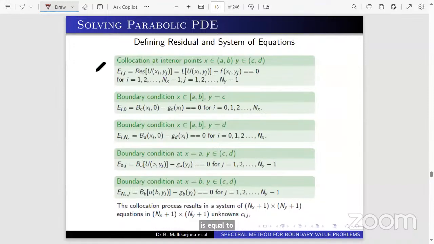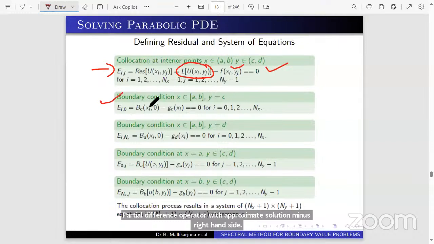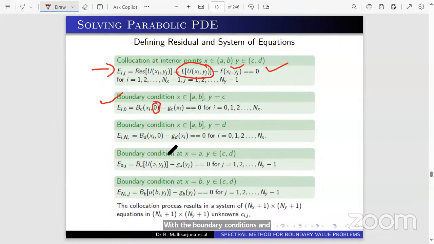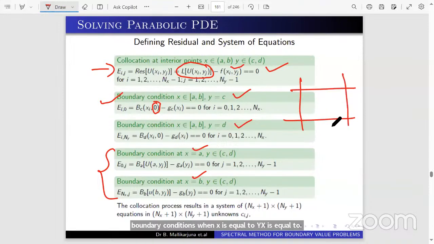Now, converting this, at the collocation points, the residual function is the partial differential operator with the approximate solution minus the right hand side, along with the boundary conditions at the initial point. See here, the initial point, when y is equal to c and y is equal to d. Next, boundary conditions when x is equal to a and x is equal to b. Why y is equal to c, y is equal to d means this is x is equal to a, x is equal to b. This is y is equal to c, y is equal to d.